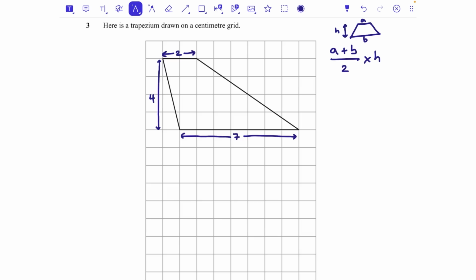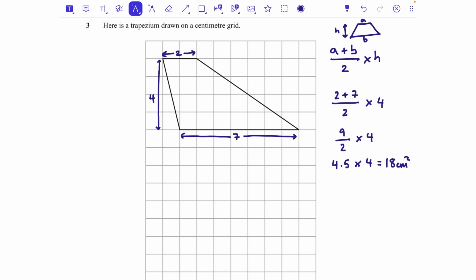And now we can just use our formula. We are given this in the front of the paper. So 2 add 7 divided by 2 times by 4. 2 add 7 is 9. So that is 9 divided by 2 times by 4, which is 4.5 times 4, which is 18 centimetres squared. So we've worked out the area of that trapezium.